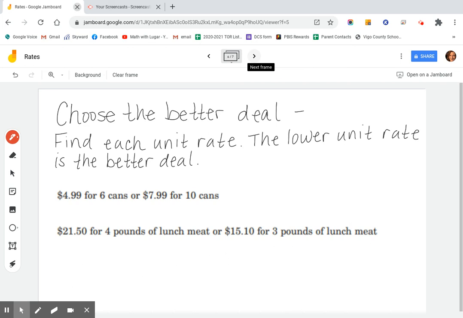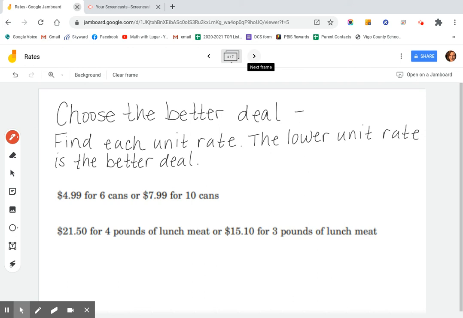The last thing that you have to be able to do is to choose the better deal. To choose the better deal, you need to just find the unit rate. Whichever one gives you a lower unit rate, that's always considered the better deal. Now, when you go shopping, maybe for you, it just makes more sense to get the smaller package or to get the bigger box or whatever it is, just depending on what your individual family specifically needs. But when these problems are asking what the better deal is, they're really just wanting you to see which one had the cheaper cost per unit.